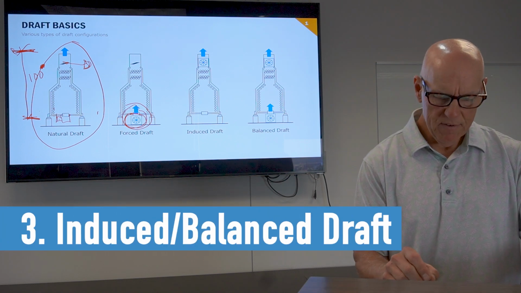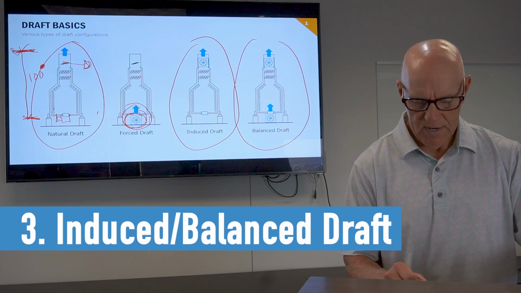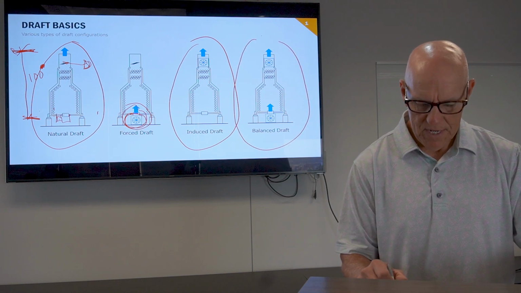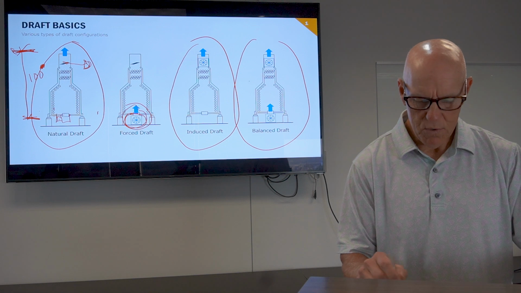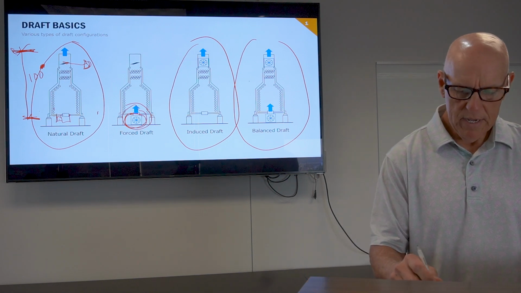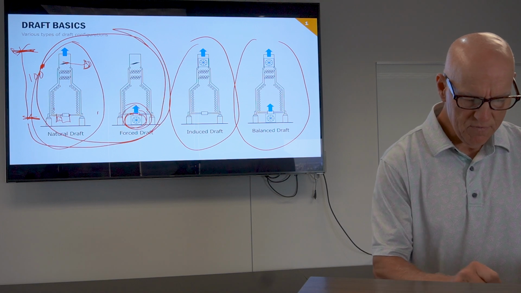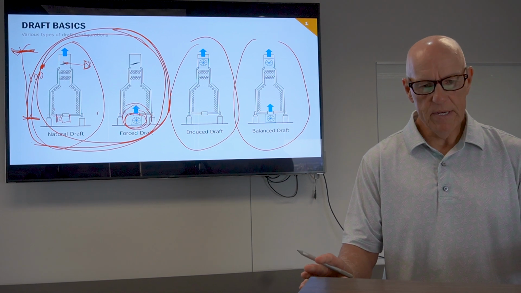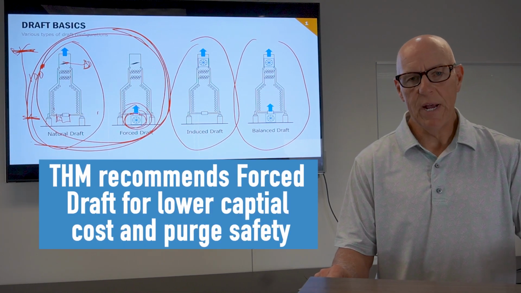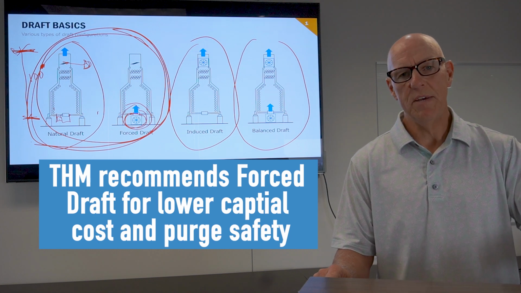These other two I just have on here just to introduce them. You don't see them much. Induced draft, very seldom. Balanced draft, the only time you see balanced draft typically is if I have an air preheater exchanger in conjunction with my process heating. In the gas plant midstream world, these are the two that you're going to see most: natural draft and forced draft. So the takeaway is we recommend forced draft for lower capital cost and for purge safety.